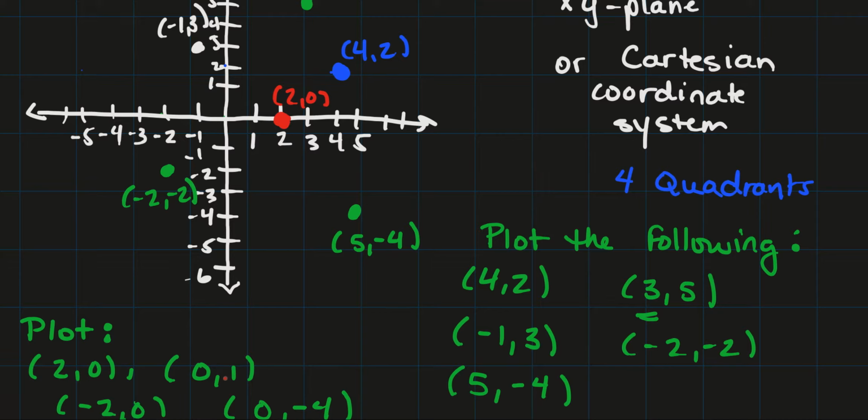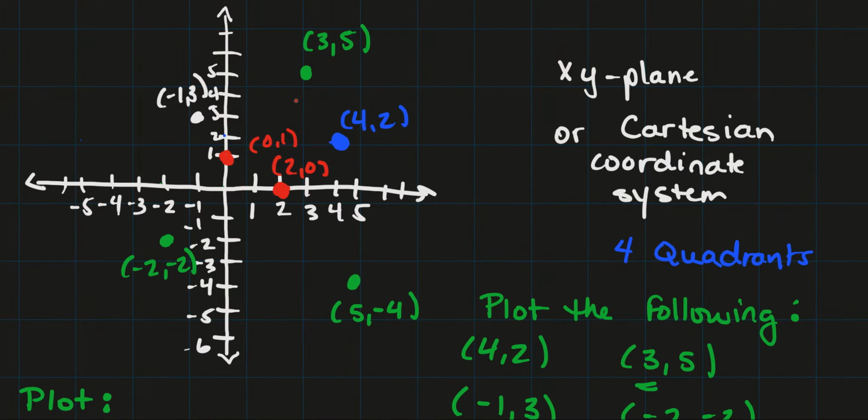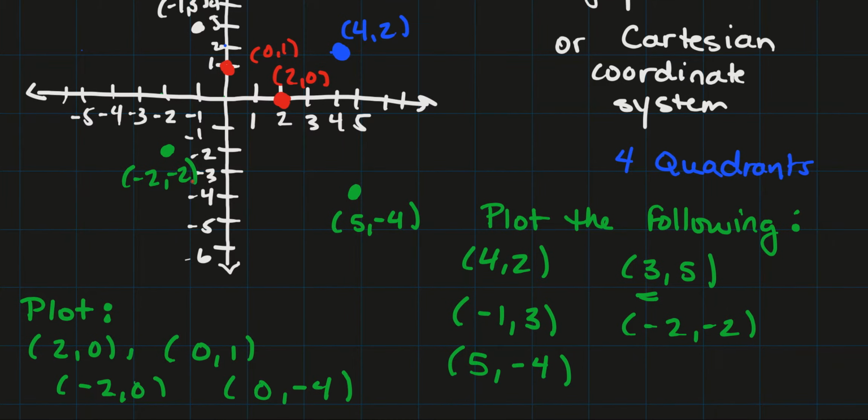And then you can see 0, 1. Well, that means the x is 0, so I don't go left or right. I stay right at the origin, and I go up 1. So this is 0, 1. And 2 more. We have -2, 0. This is the x. We go to -2, and we don't go up or down. So -2, 0. And then the last one is 0, -4, so we don't go left or right, and we go down 4.